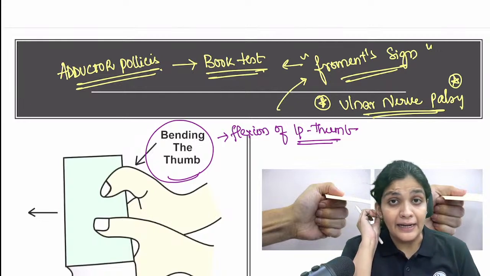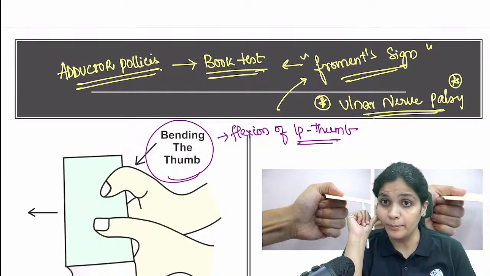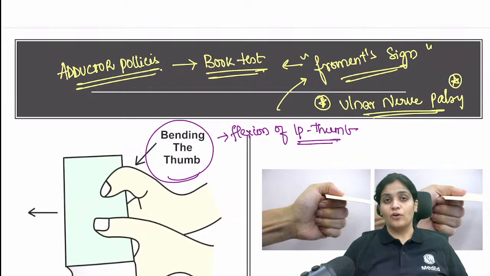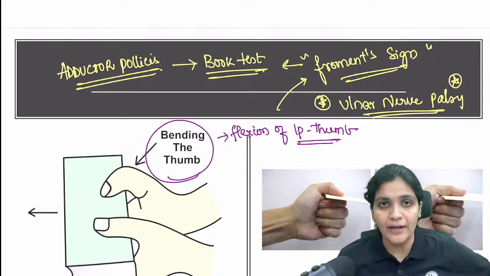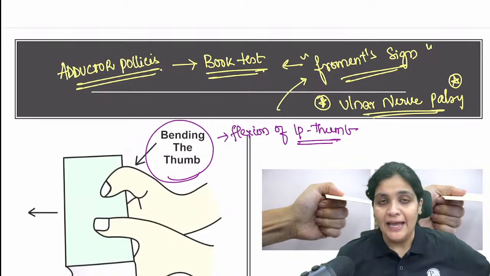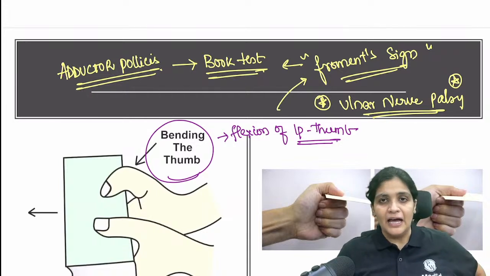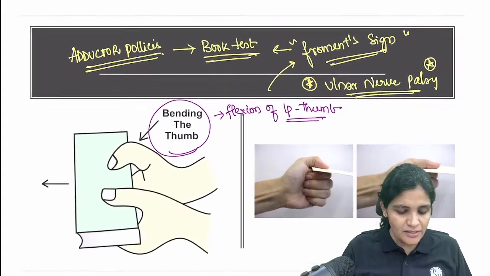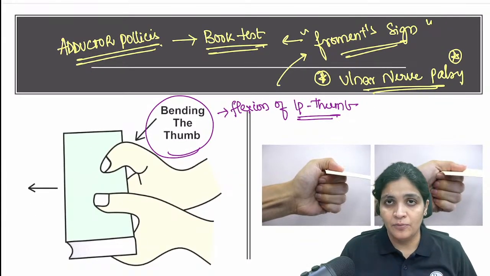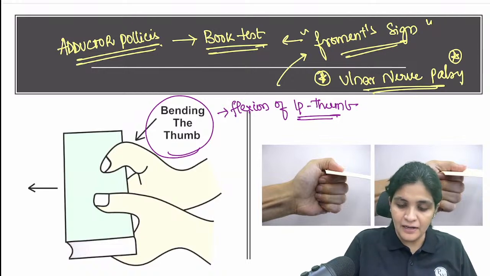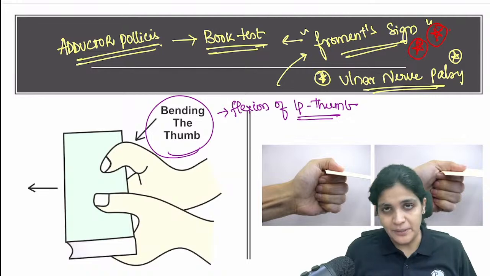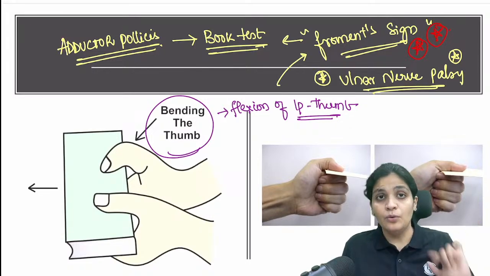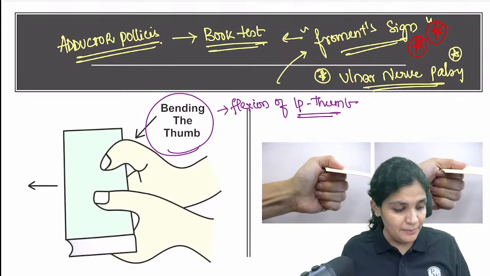Whenever you can't adduct, you will flex the thumb to hold the book. We are not going to leave the book. This flexing of the thumb, that is your interphalangeal joint, is by flexor pollicis longus. Whenever you use this flexor pollicis, that means there is an ulnar nerve palsy. Right? So this is the book test. And what is the sign called? This is your Froment's sign. Very, very important again. Then the examiner will ask you what is Froment's sign. If you answer, then they will ask you which nerve supplies it, right?